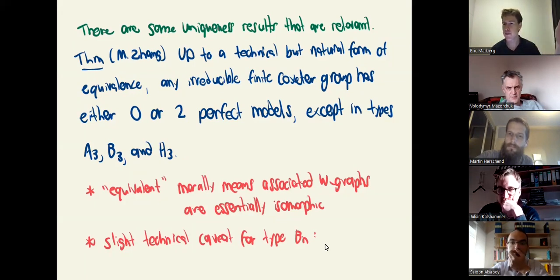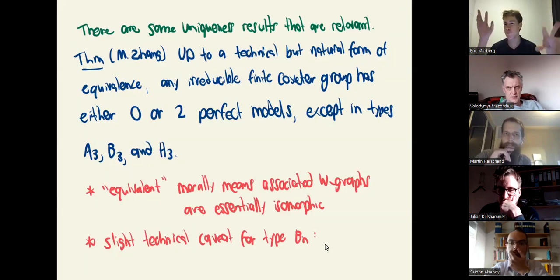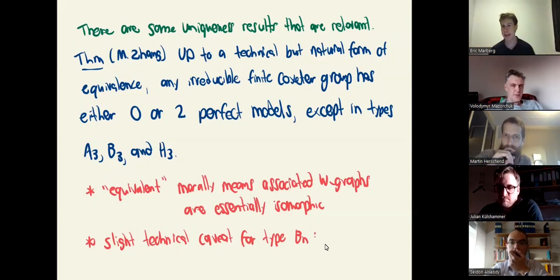There's a family of models for type A, for all An, and there's a family of models for type D of odd rank. And when n is 3, they both contribute, so there's an extra family of models. So there are 4 instead of 2 because A and D are overlapping. And then H3 and B3 are just kind of exceptional.